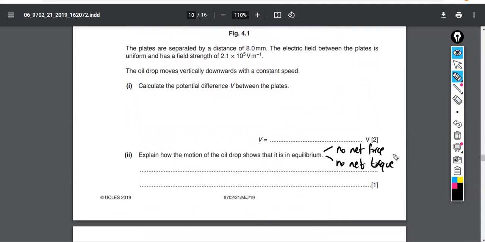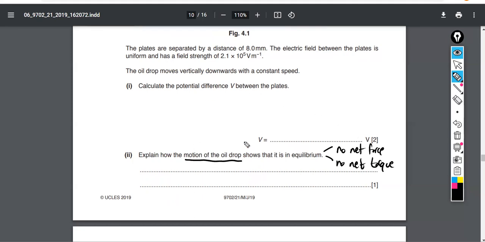Now, this question isn't about torque at all. There's no force applied a distance from a pivot. So really, it's the first criterion that we're considering. If there is no net force, then it's in equilibrium. Well, how can we explain how this thing has no net force acting on it?